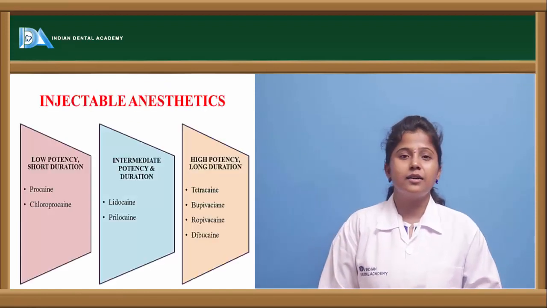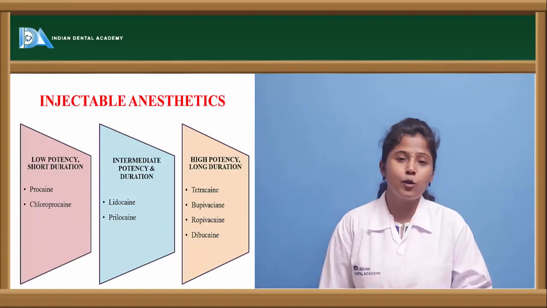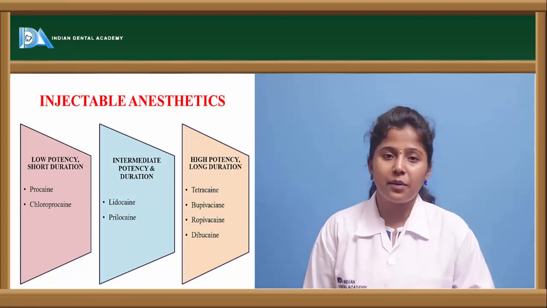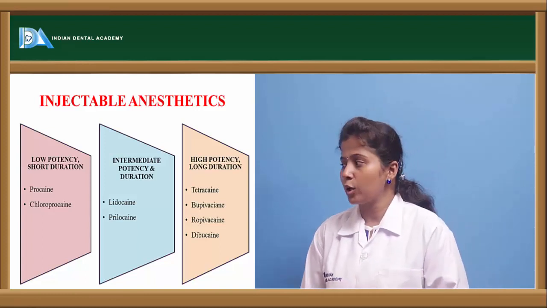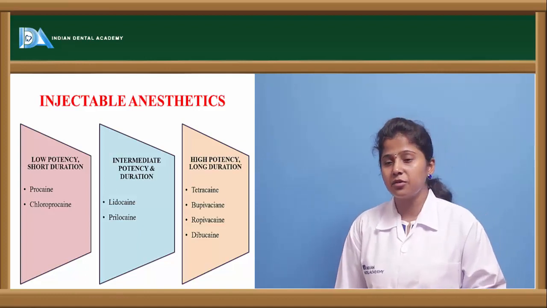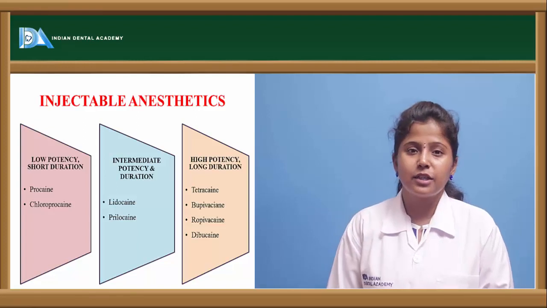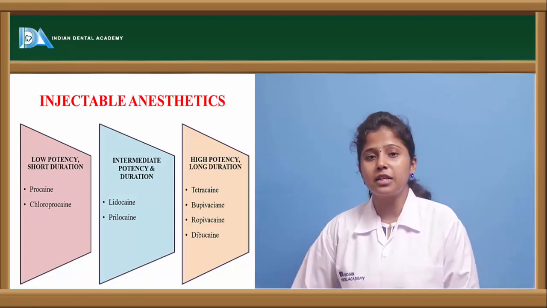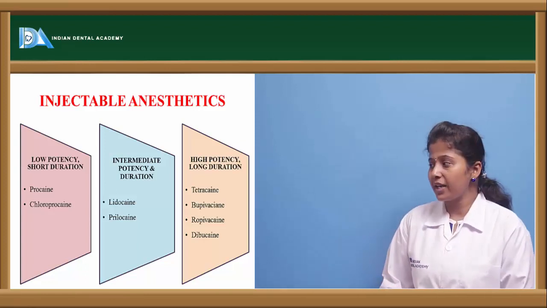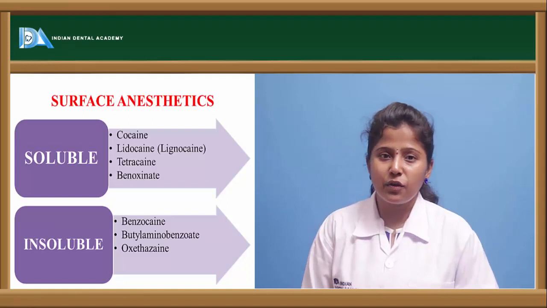If we see the classification of injectable anesthetics, those with low potency and low duration of action are procaine and chloroprocaine. The drugs with intermediate potency and intermediate duration of action are lidocaine and prilocaine. And the drugs with high potency and high duration of action are tetracaine, bupivacaine, ropivacaine and dibucaine.